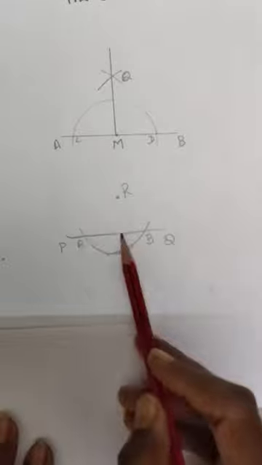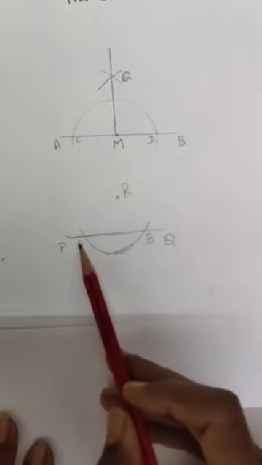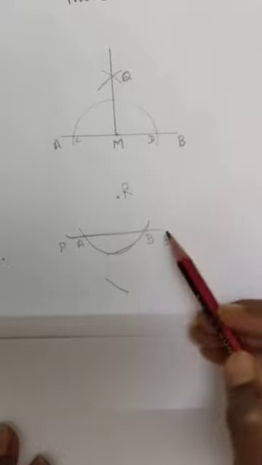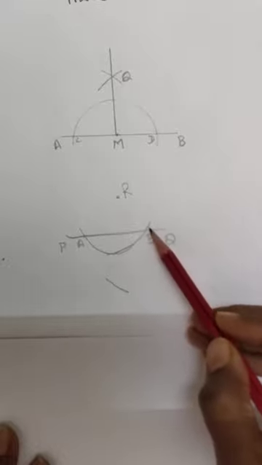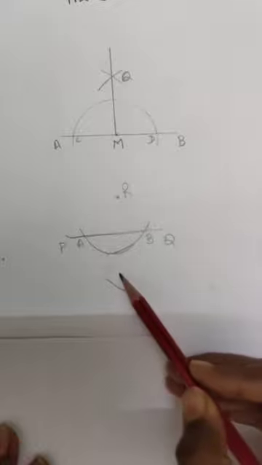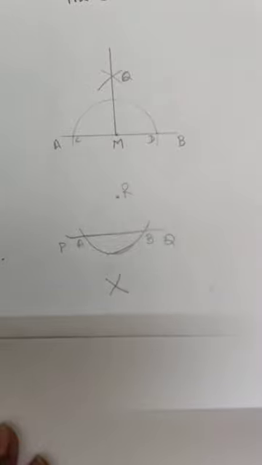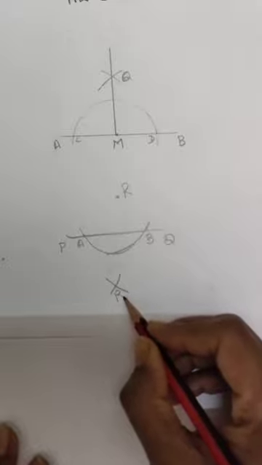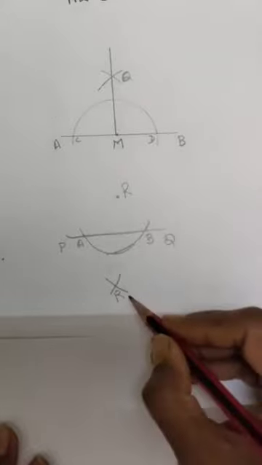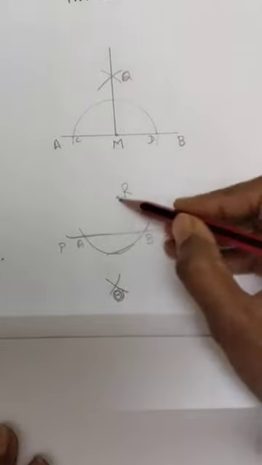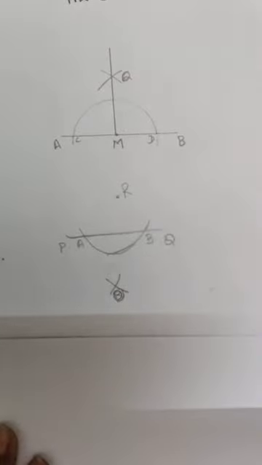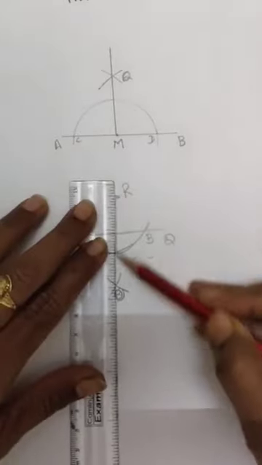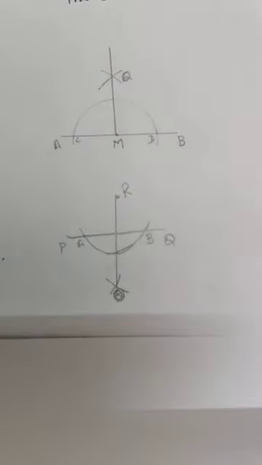Now open your compass more than half of AB. With A as a center, draw one arc. With the same radius and B as a center, draw one more arc which cuts the previous arc at a point. Okay, R we have given, so give this point the name O. Join OR. OR is perpendicular to line PQ. Clear?